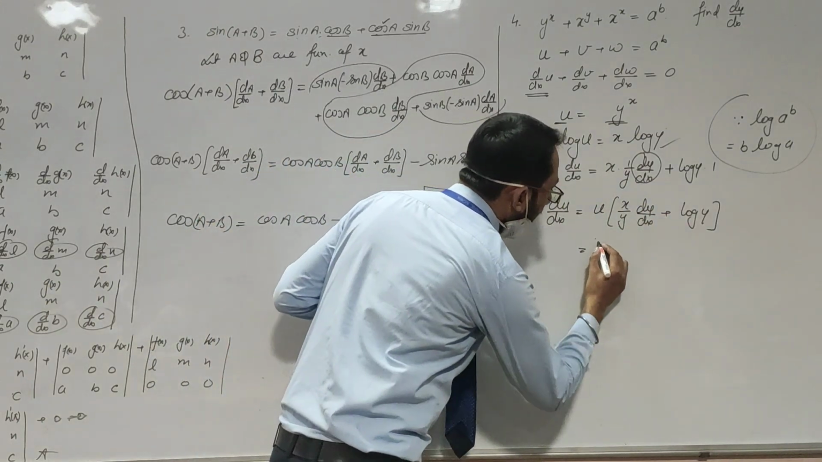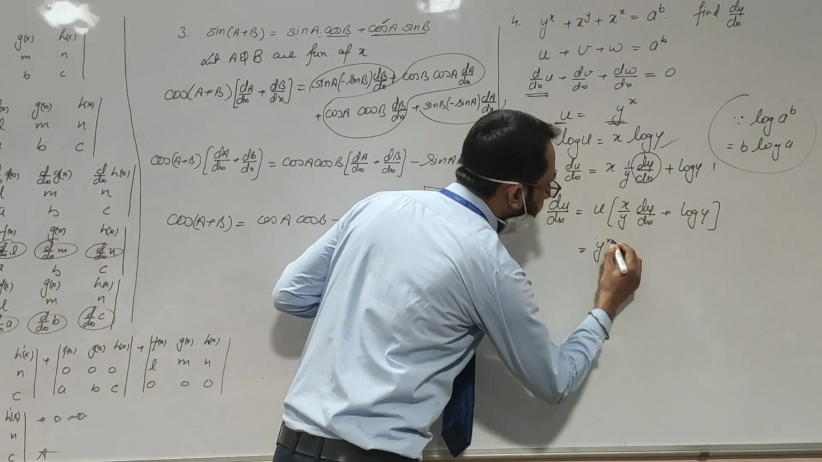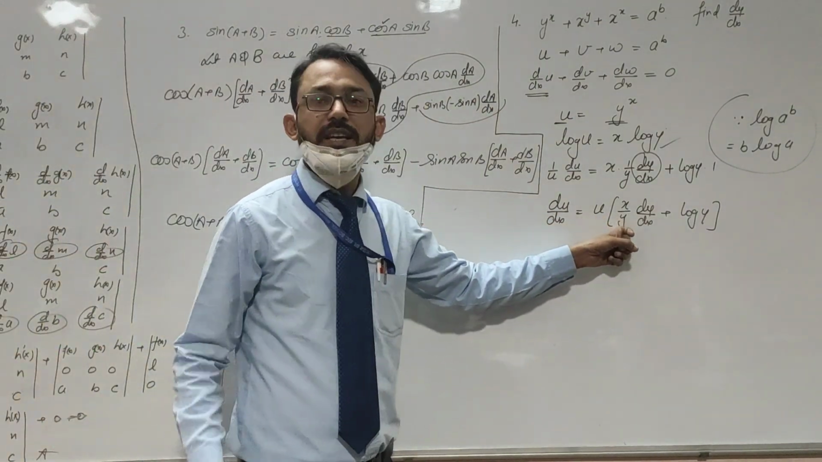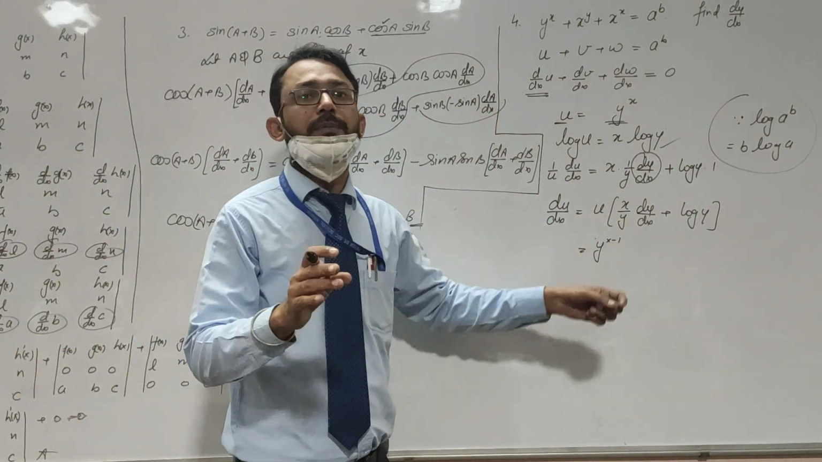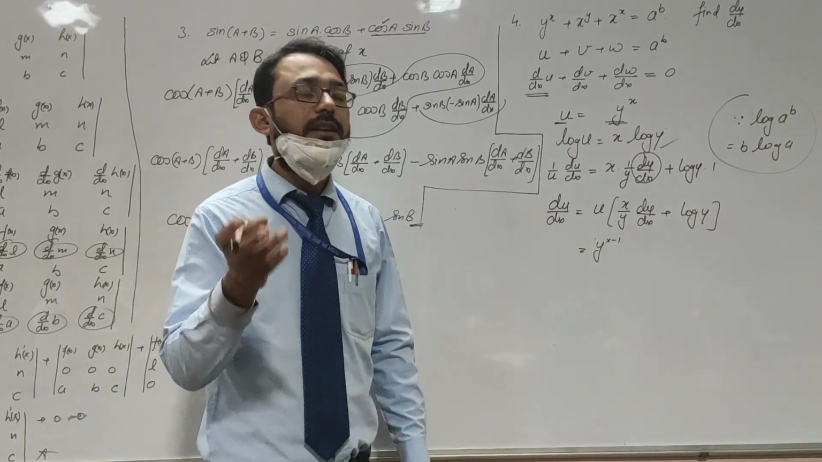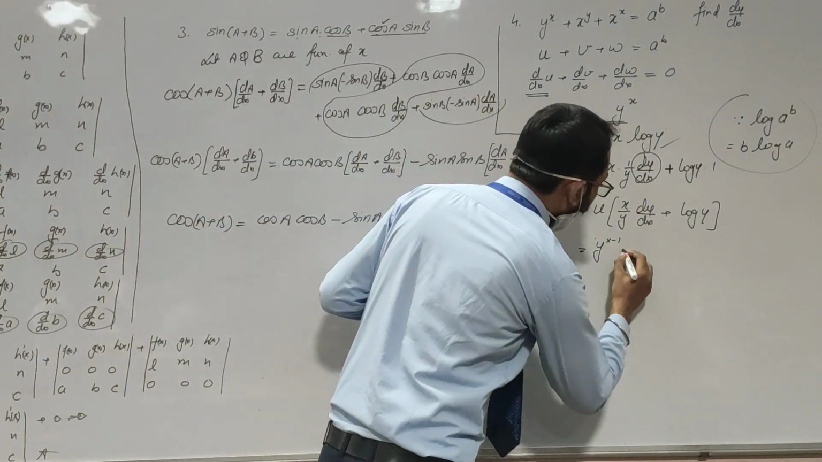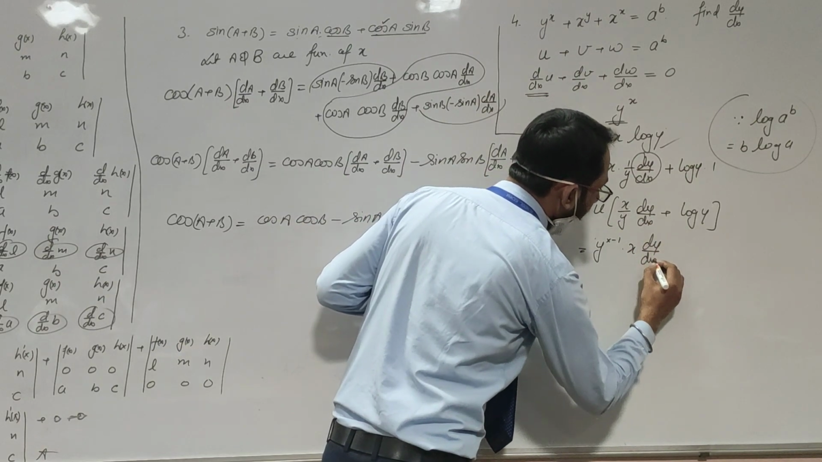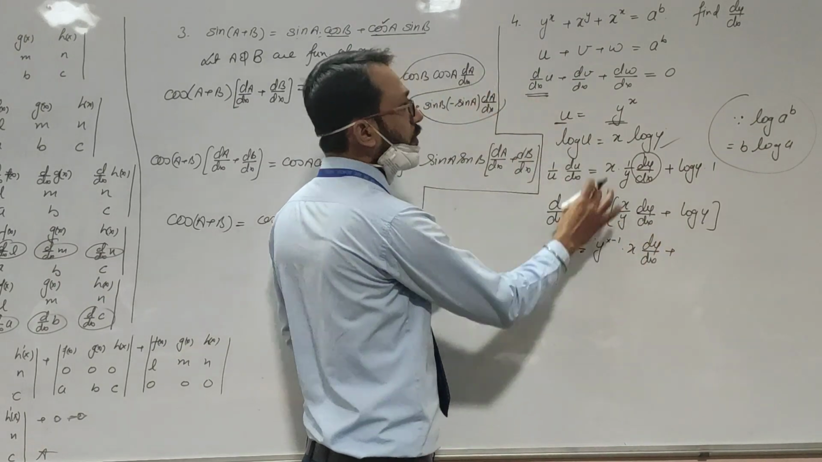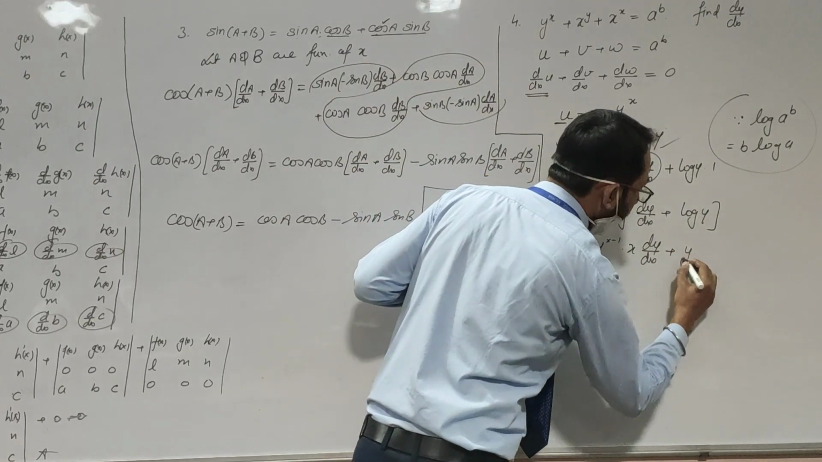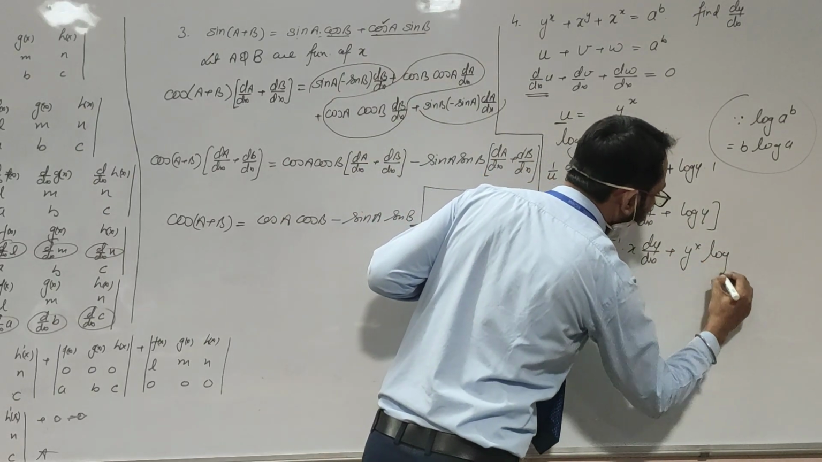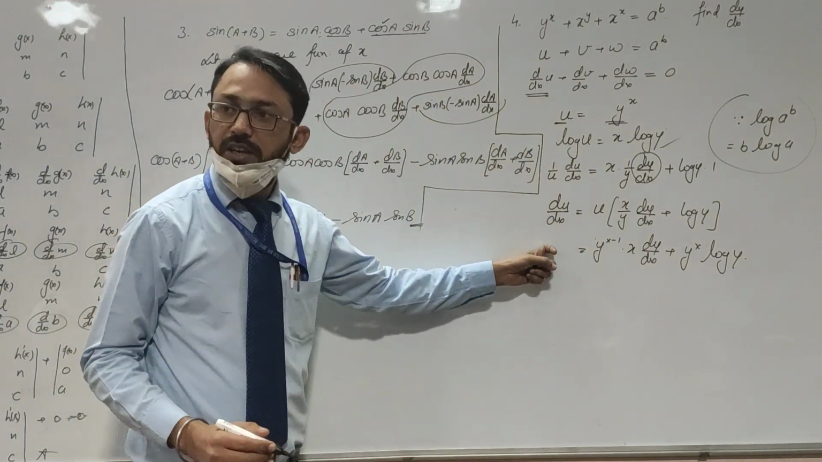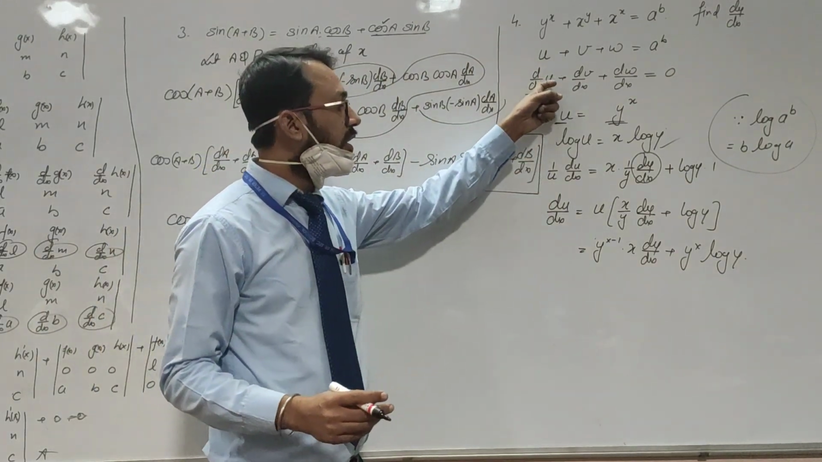What will it become? y to the power x minus 1. Why x minus 1? Because one y is in the divide, so that will be subtracted. In division, powers get subtracted. Into this one, x into dy on dx plus u, and u is y to the power x, log y. So this is the first function's derivative, that is du on dx.